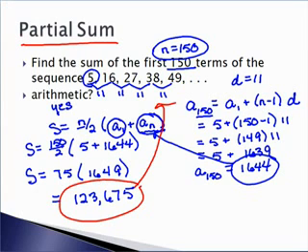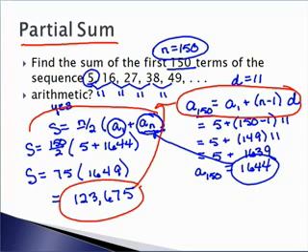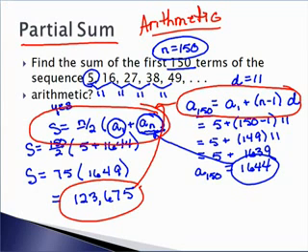Okay, so there is our formula for the sum. So you've got two formulas that you need to hold on to. You have the value of the nth term, and you have the sum formula. These only work for arithmetic sequences. They are not going to work for any other type of sequence.